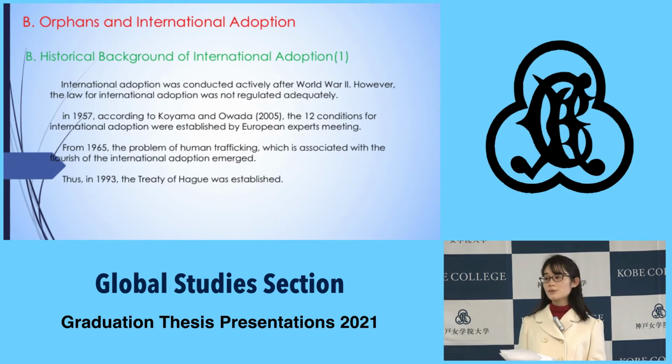In 1957, according to the research by Koyama and Owada, the 12 conditions for international adoption were established by a European experts meeting. From 1965, the problem of human trafficking, which is associated with the flourishing of international adoption, emerged. Thus, in 1993, the Treaty of Hague was established.